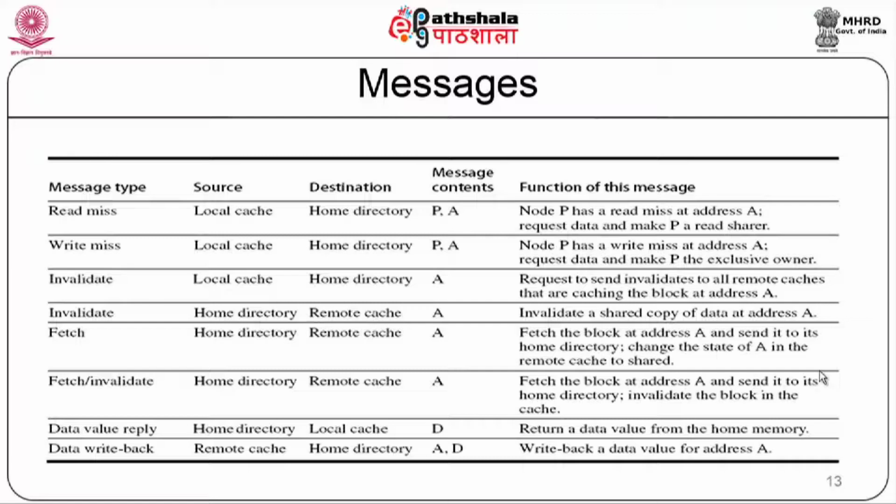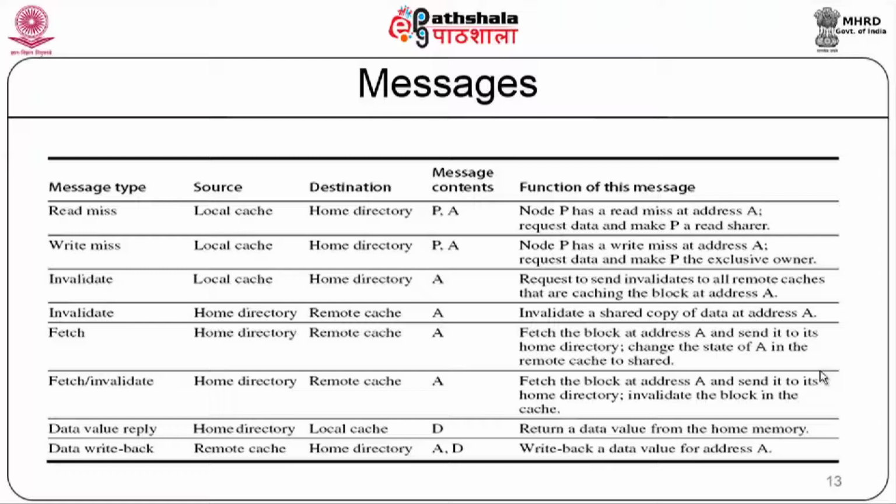Similarly, if an invalidate has to be sent, suppose you have to do a write operation, before you do a write operation, you will have to invalidate all the caches which have cached this data. So, the invalidate is going to be sent by the home directory. When the processor puts in a write request, the home directory knows which are the cache controllers which have cached this information. So, it will have to invalidate all those cache blocks. That is done by the home directory.